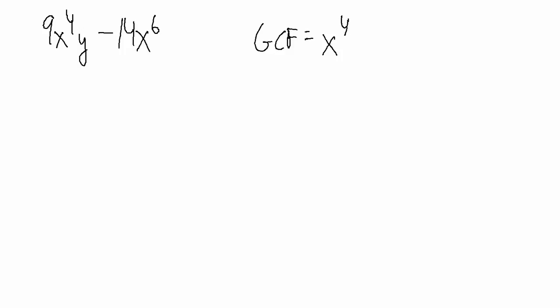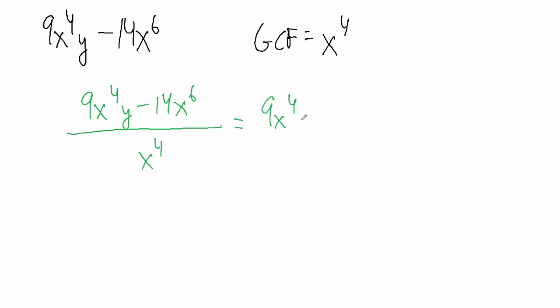Okay? Now remember, factoring is just dividing. So 9x to the fourth times y minus 14x to the sixth, that entire thing divided by x to the fourth gives us what? Well, remember, when we divide like this, we want to split it up into separate fractions. So 9x to the fourth y over x to the fourth minus, and this minus sign here comes from this minus sign right here. And remember, in the earlier example, when we found the greatest common factor, we said we don't have to worry about the minus sign yet, but it will come into play later.